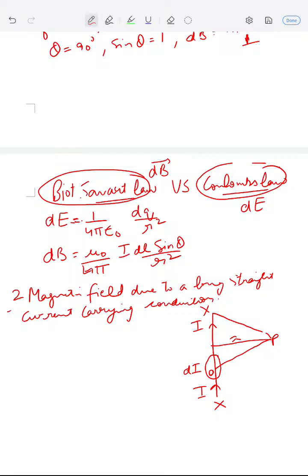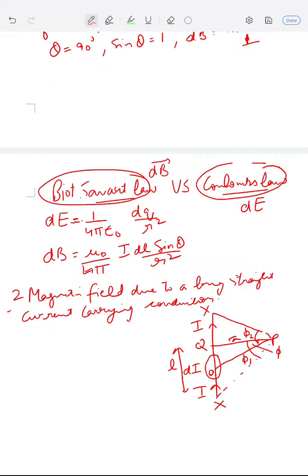Again, we have joined the point Y to P, and the point P is here. Join point P to X, and there are angles: phi, phi 1 and phi 2. This is the distance A from that Q point. So this is the whole diagram, and this is the length of the conductor.